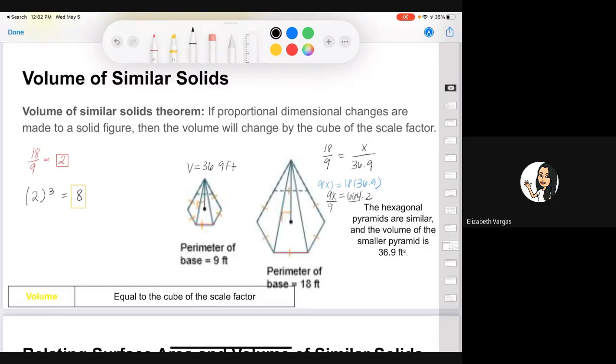Divide by 9. X is equal to 73.8. X being equal to 73.8 tells me that the volume of my larger pyramid is equal to 73.8. So by identifying my scale factor, I'm able to identify how my volume changes as a result of increasing each of my sides by a scale factor of 2, which I just saw.